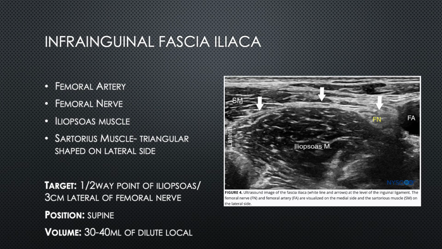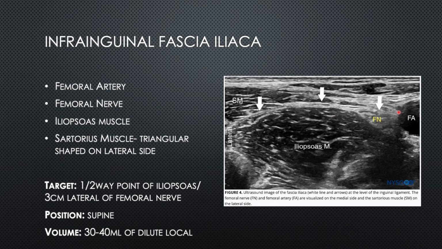To place this block by ultrasound, the femoral artery would be placed on the edge of the screen, and the femoral nerve, sartorius, let me get my pointer activated. So femoral artery on the edge of the screen, femoral nerve here, sartorius over here, and this would be your fascia iliaca. This hyperechoic strip connecting the femoral nerve just above the iliopsoas.